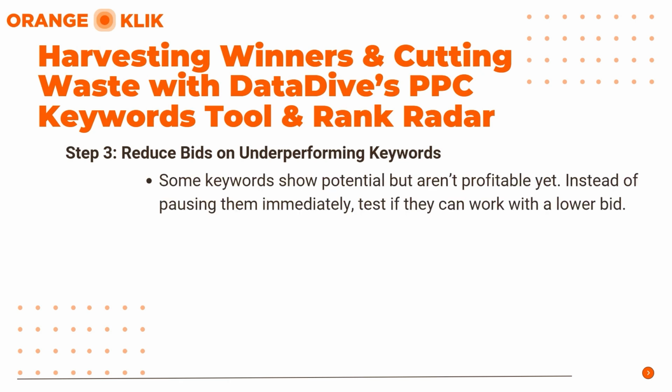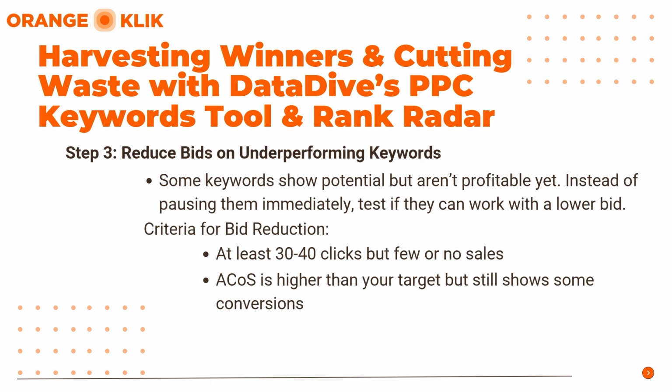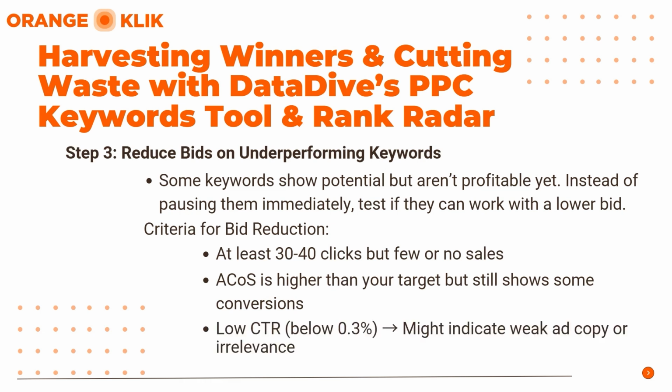Instead of pausing them immediately, test if they can work with a lower bid. The criteria for bid reduction would be if the keyword has at least 30 to 40 clicks but few or no sales, ACOS is higher than your target but still shows some conversions, or a low CTR below 0.3%. It might indicate weak ad copy or irrelevance if that's the case.